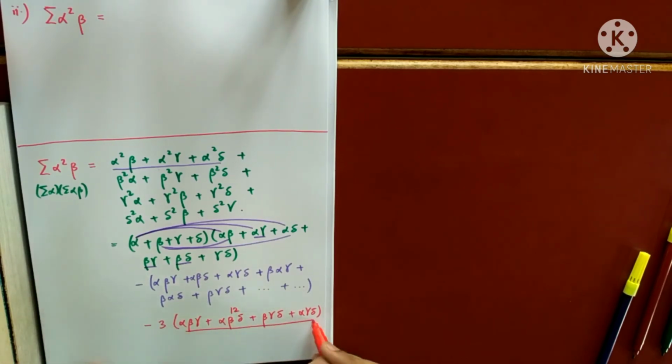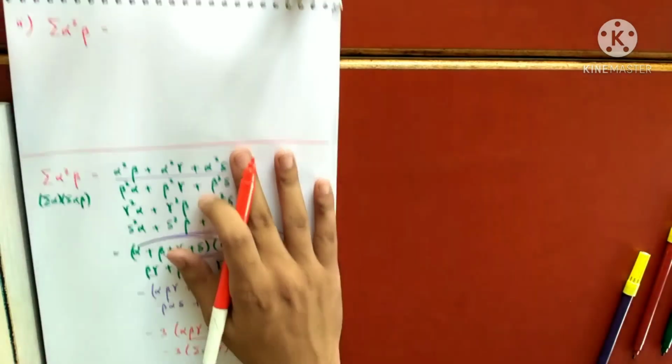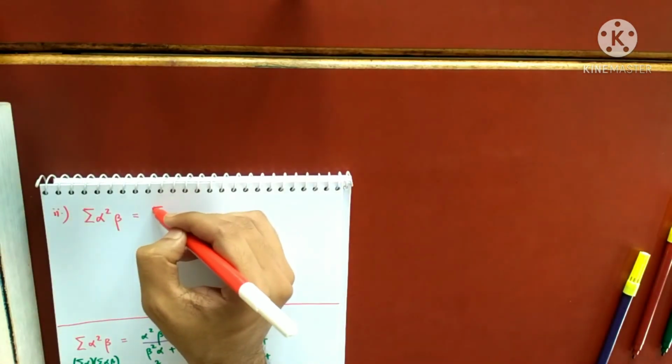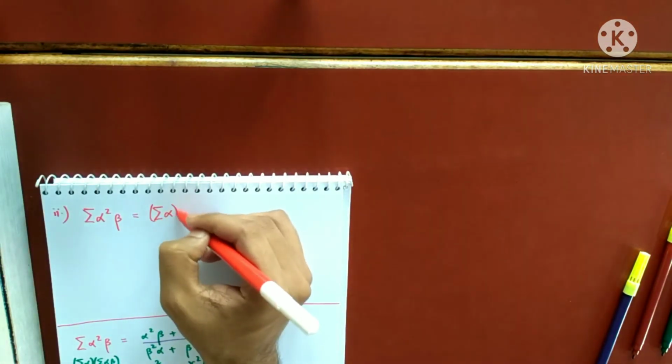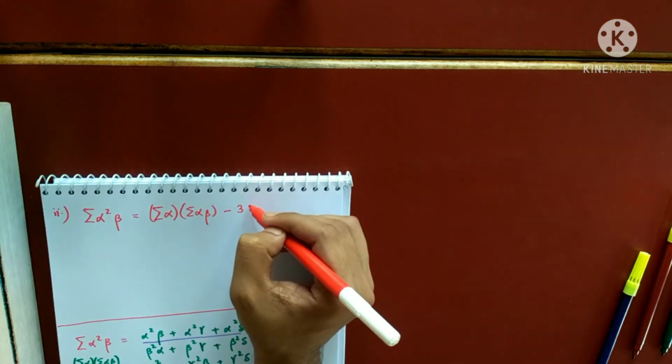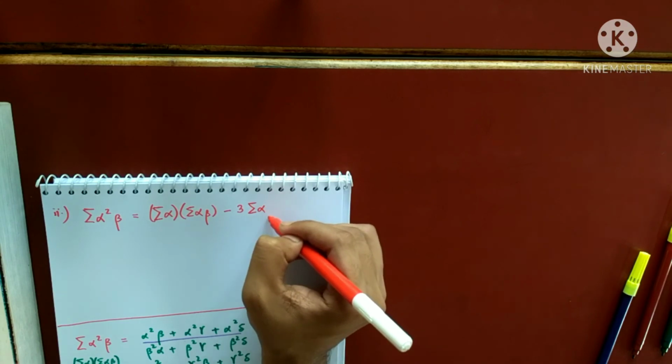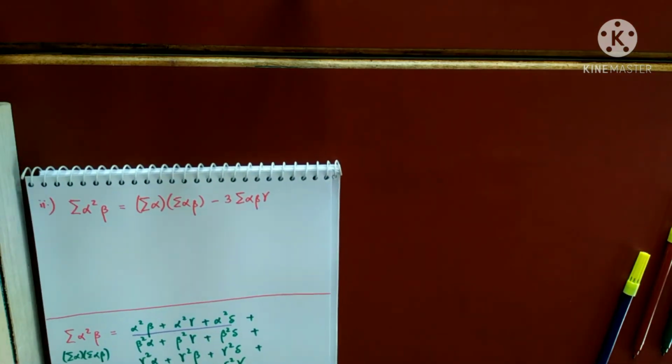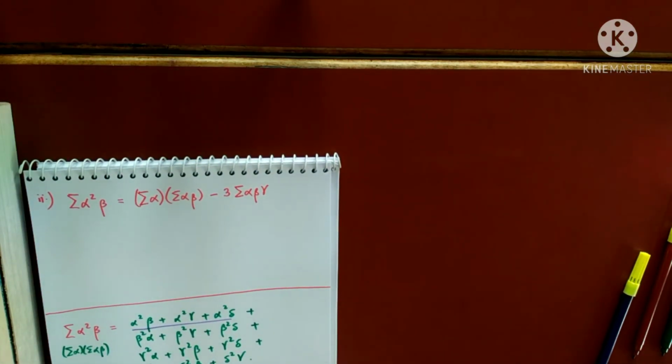So this is nothing but summation alpha beta gamma. So what will I directly get here? This is summation alpha into summation alpha beta minus 3 times summation alpha beta gamma. So there is a logic behind it, and you have to understand the logic.